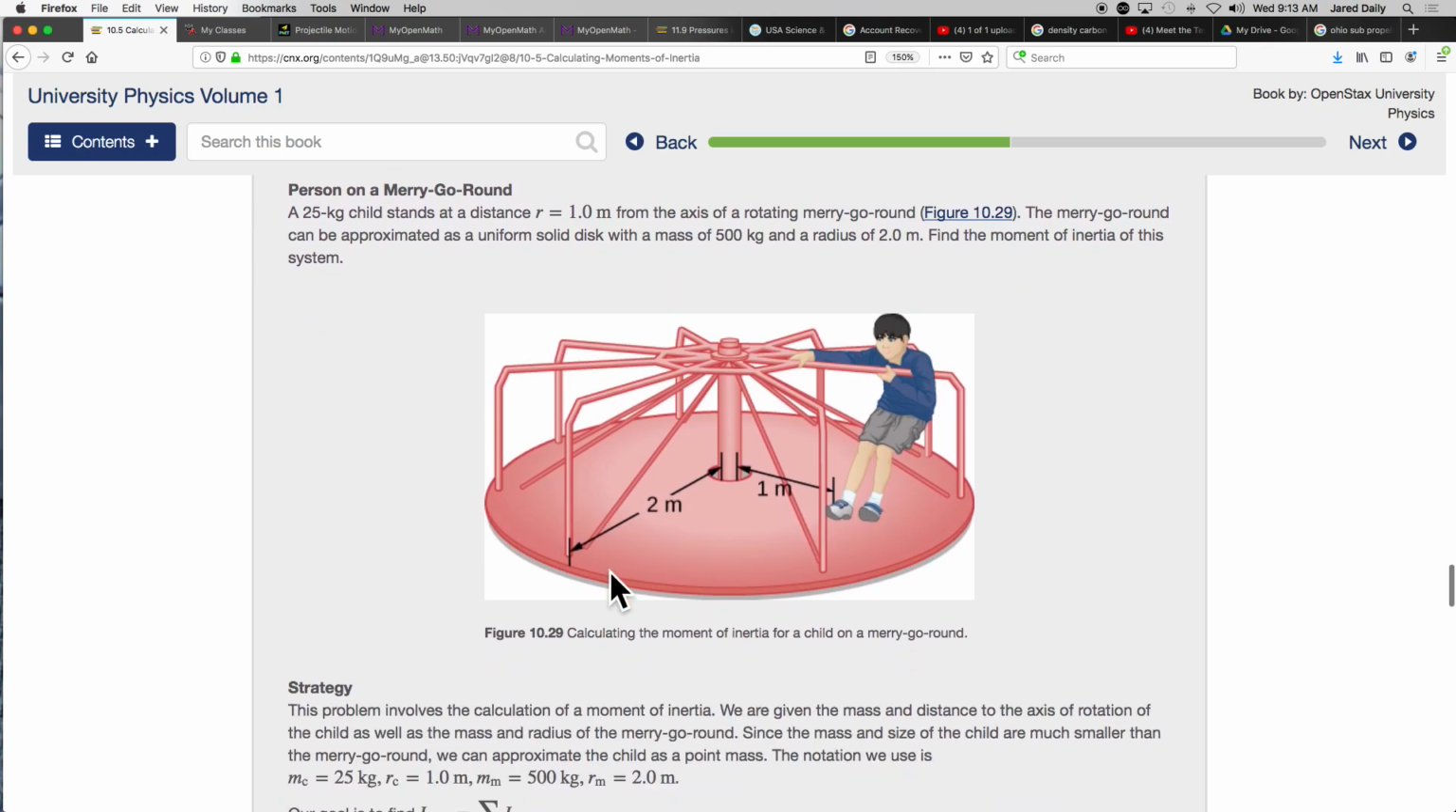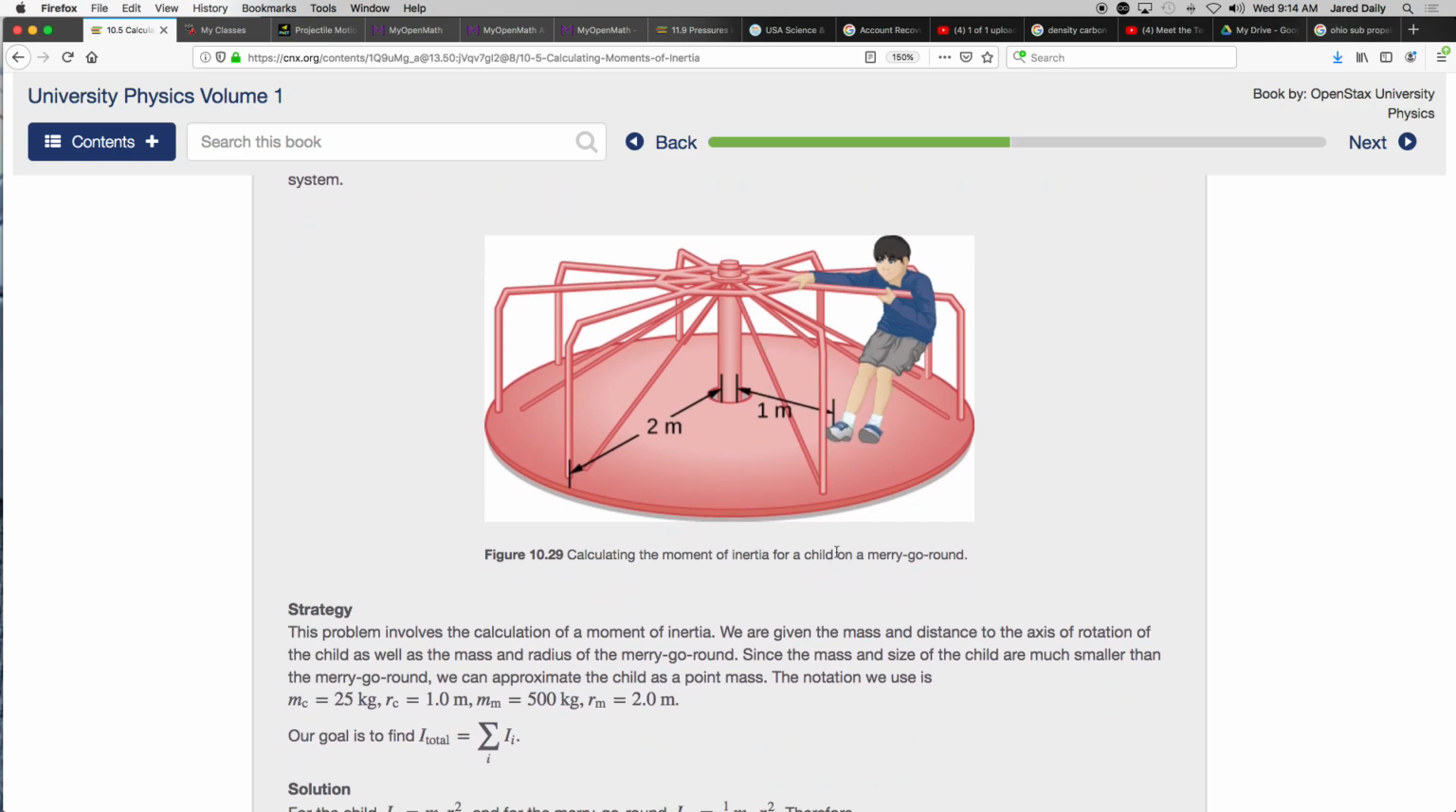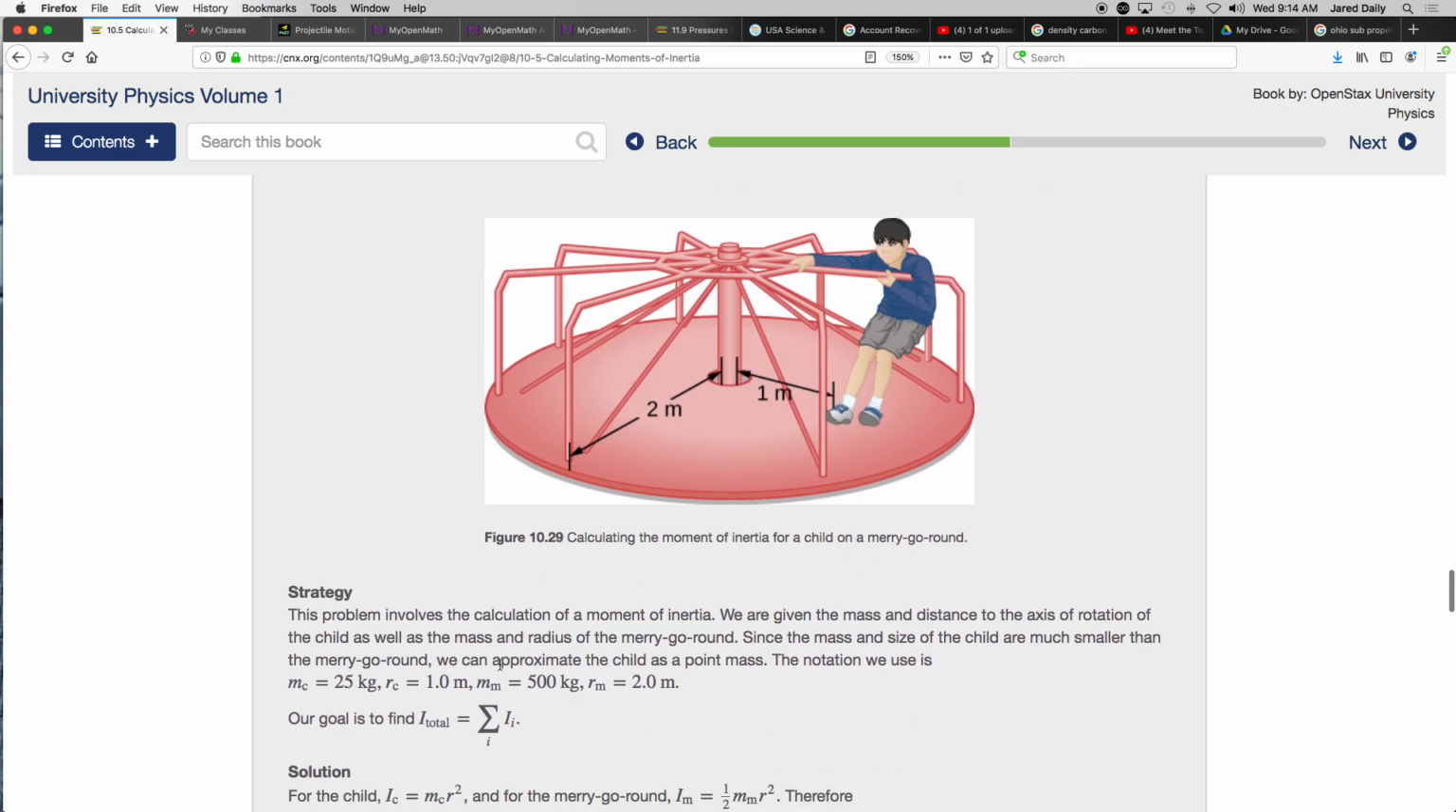So here's another example where you have a merry-go-round, right? They're going to approximate it as a disk and then a child on the disk. Well, this one's actually easier than the previous one because you don't actually have to use the parallel axis theorem if you're going to approximate the child as a point mass. So they approximate the child as a point mass since the size and the mass of the child are much smaller than the merry-go-round.